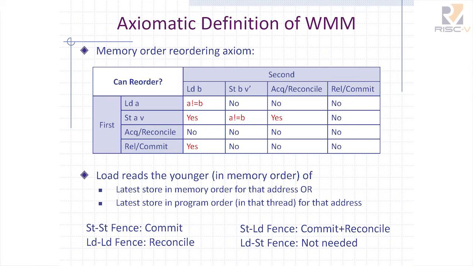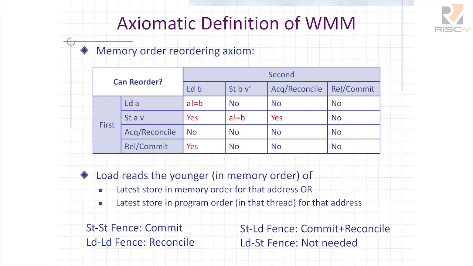So for WMM, loads can overtake loads at any point except if it's for the same address. Stores can overtake stores at any point unless it's for the same address. Loads can overtake stores at any point, even if it's for the same address. That's similar to the TSO definition. And stores can never overtake loads. So that's what this diagram says. And in terms of fences, loads can overtake a commit fence because commit has nothing to do with loads. It just flushes the store buffer. And similarly, a reconcile fence, which flushes the invalidation buffer, has nothing to do with the store, so it can overtake it. Okay, so that's the reordering rules.